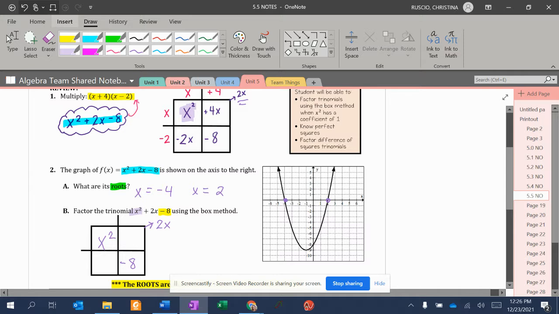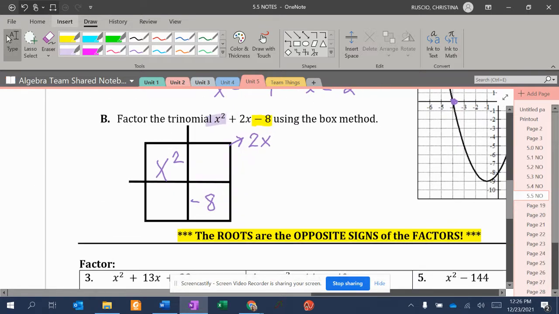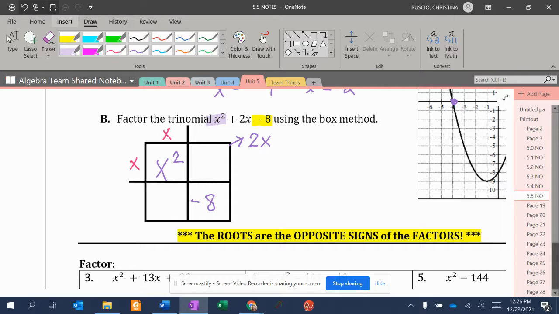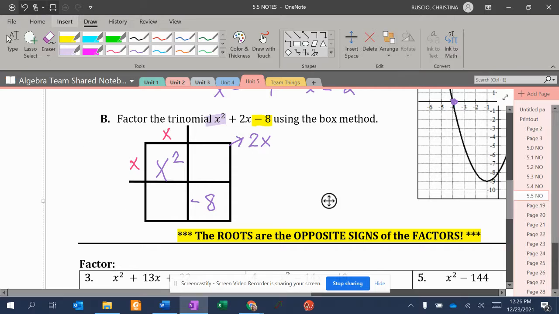So this, my friends, is how we are going to set up factoring questions, because now what we're going to try to do is work backwards. What times what gives us x squared? If you said x times x, you are correct. Okay, now here's the tricky part. This is kind of like a little puzzle. Are you ready to have some fun? We need two numbers that multiply to -8. So some of you might say 8 and 1, others of you might say 4 and 2. The trick is it has to multiply to -8, but they have to add to +2x.